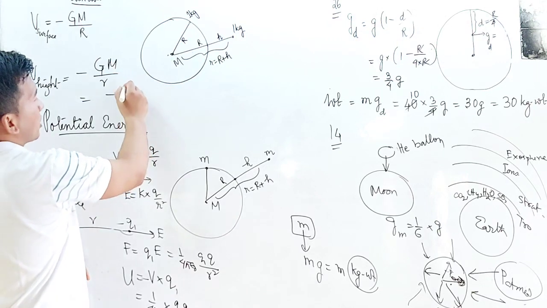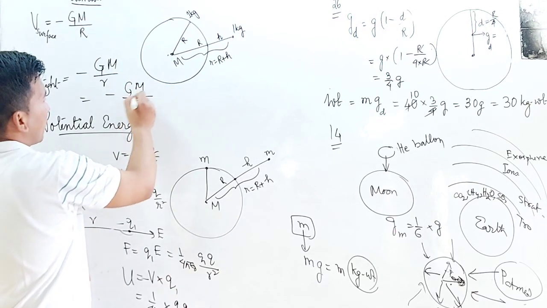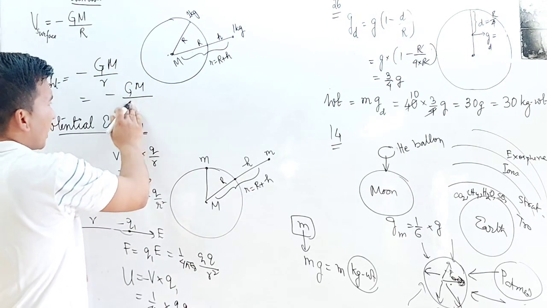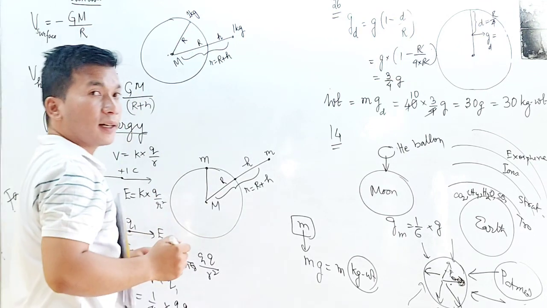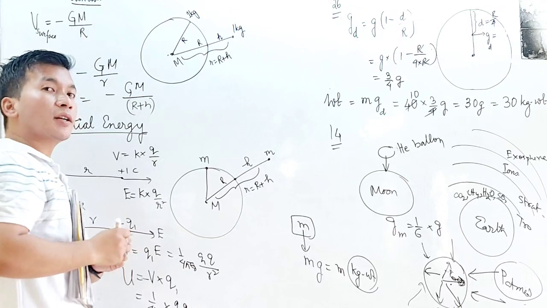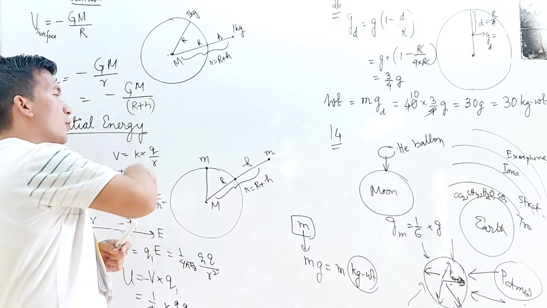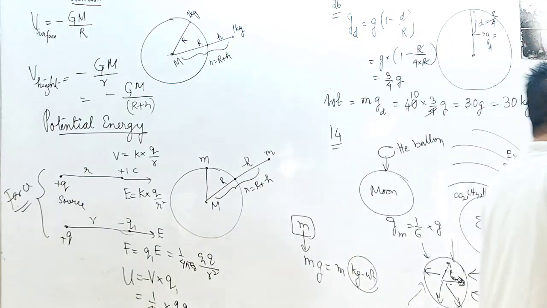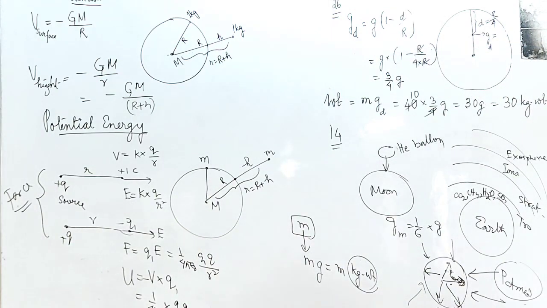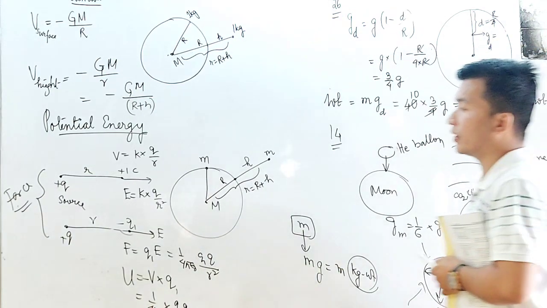This distance expression we change, so it is divided by R plus h. Understood? Force will follow 1 by r square. In terms of energy, it will follow only 1 by r.